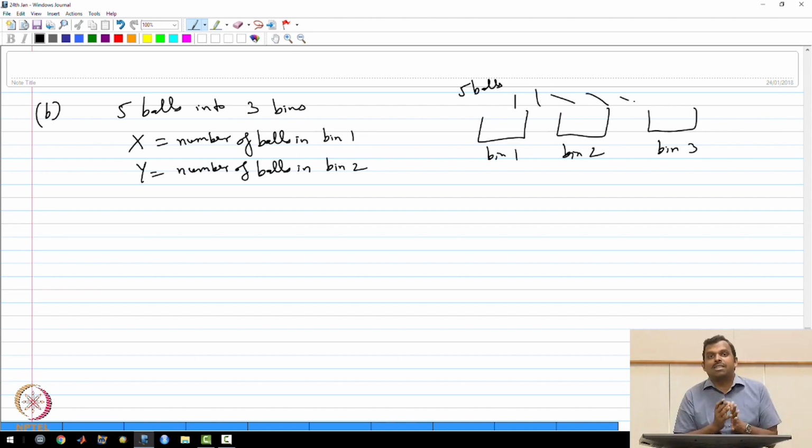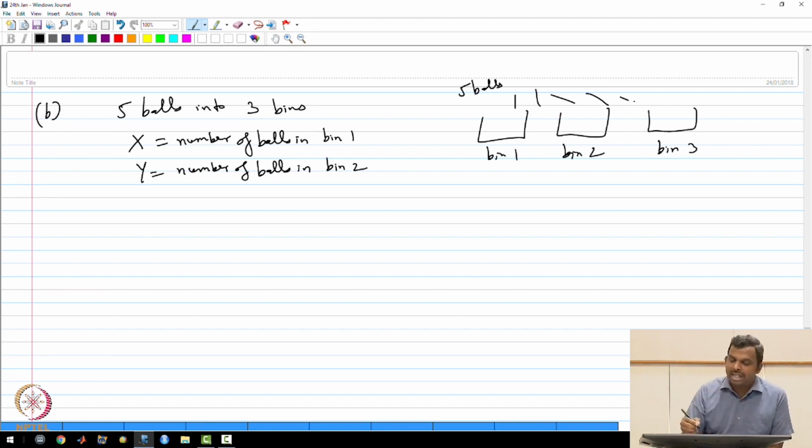Once you have 3 bins, things start becoming a little bit more interesting, because you can't say x and y determine each other. If I give you x, you don't know y, right? So I mean, y could be 0 or anything, right? So I mean, some things you can know, but not a whole lot. Okay, so this is a slightly more complicated situation.